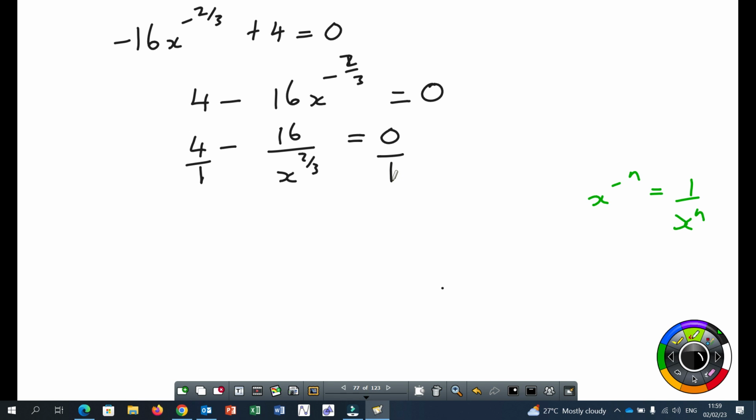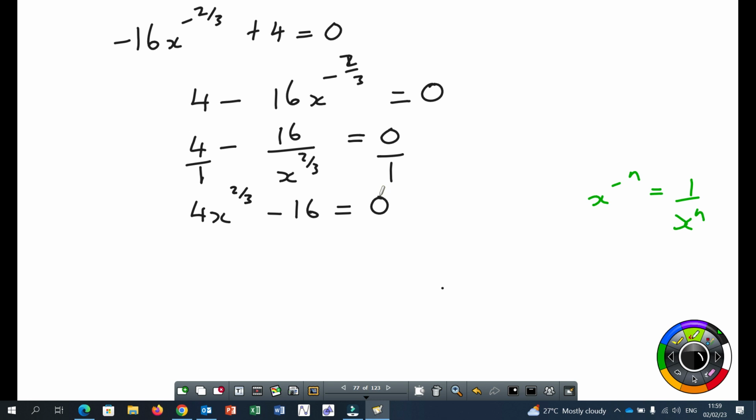We don't teach you that anymore, you know that. So this becomes 4x to the power of 2 over 3. Shouldn't the 16 over x to the power of 3 give that bracket because we changed it from negative to positive? No. Then minus 16. Now we can come to a difference of what?